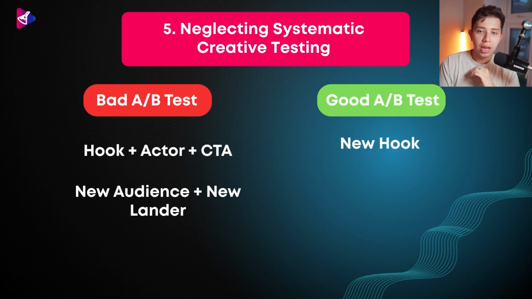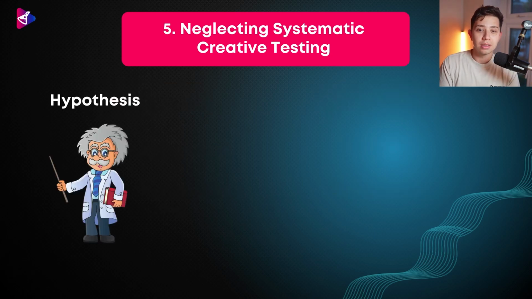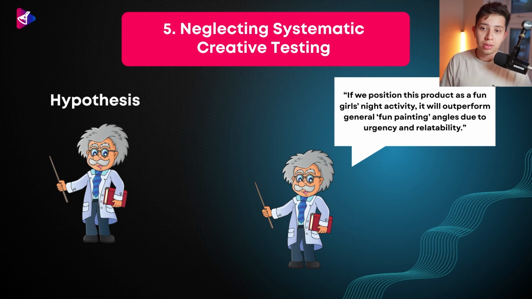It's just a new hook or a shorter edit. You really need to be thinking in terms of hypotheses, like a scientist. That's what we call Epic Ads Lab, is we treat things like a science. And a hypothesis could just look very simply like, okay, what if we position this product as a fun girls' night activity? Will it outperform the general fun painting angles due to the urgency and relatability, right? And we try a different concept and see if it works.